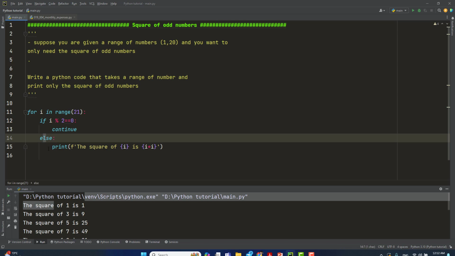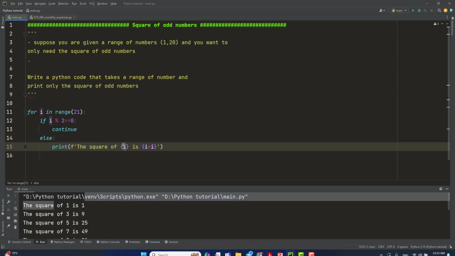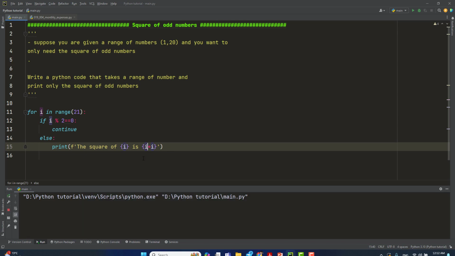Else is the other. Print the square of the number, which is i, and the square will be i by i. And yes, the square of 3 is 9, the square of 5 is 25, and so on. That's for today's tutorial, guys.